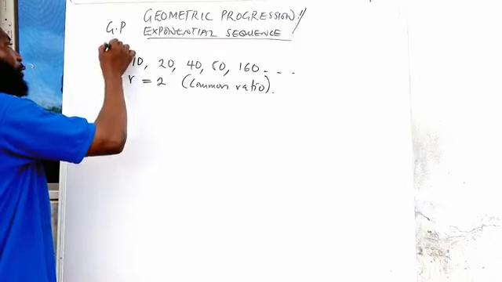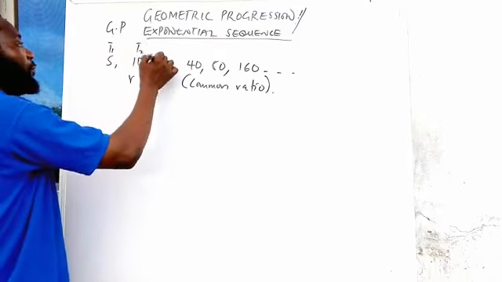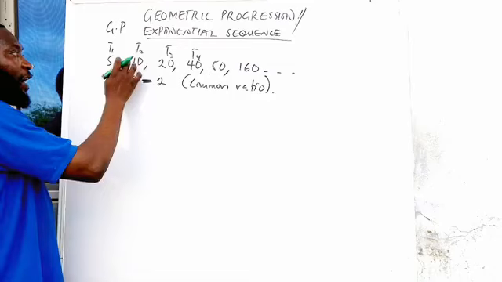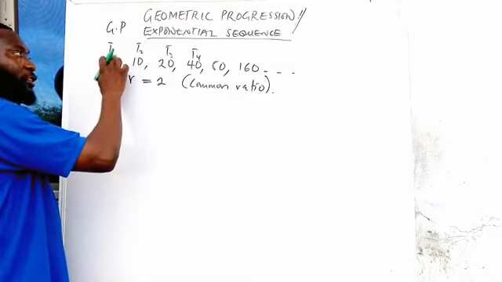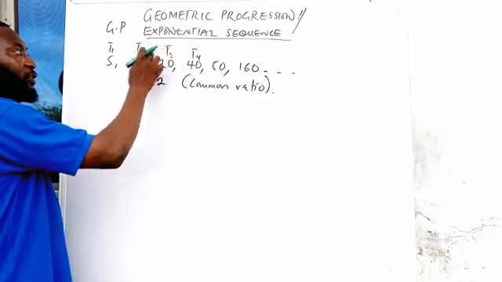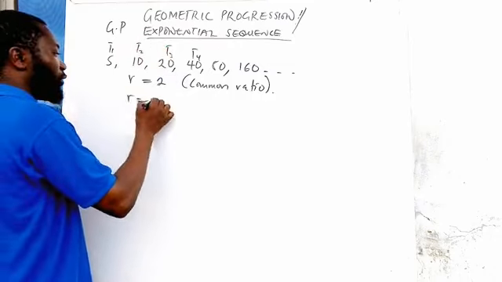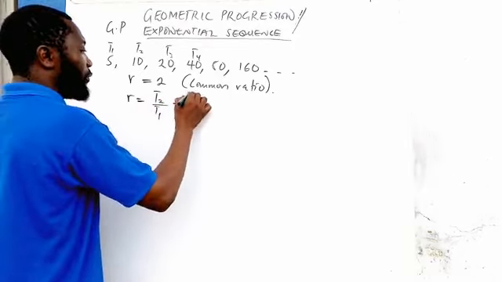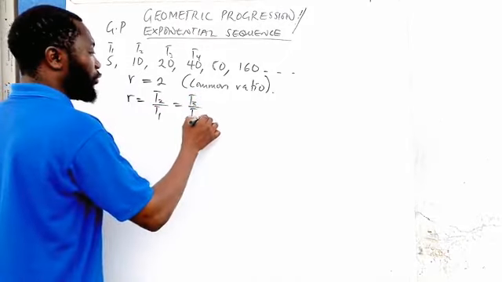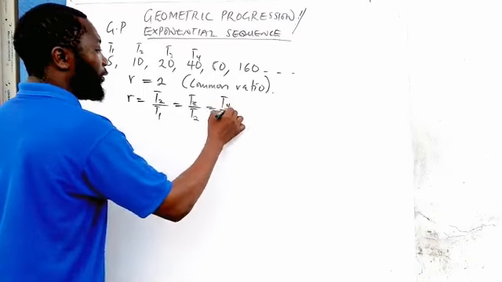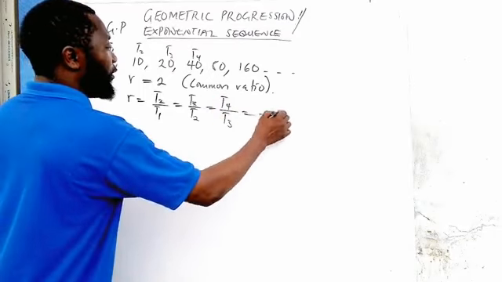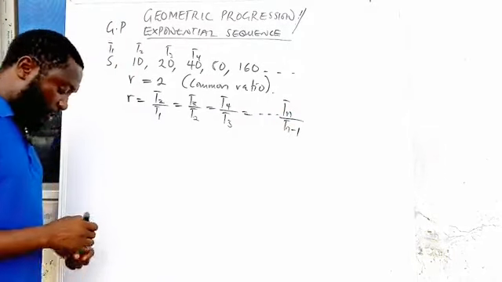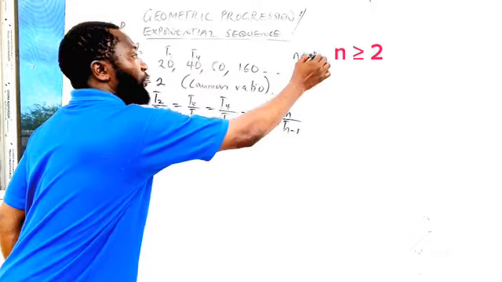You can see this is the first term, this is the second term, third, fourth, and so on. To get the common ratio, you divide the second term by the first term, or T3 by T2. That is, your common ratio equals T2 divided by T1, which is the same thing as T3 divided by T2, T4 divided by T3, and generally Tn divided by Tn minus 1, since you don't have a zero term.